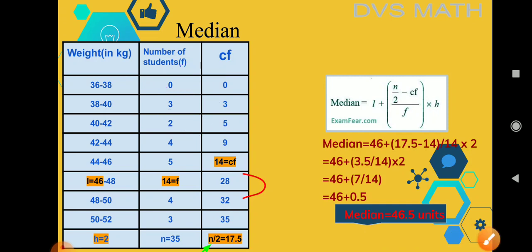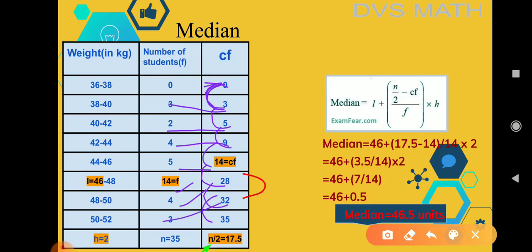From the top, we start with 0. Then 3 minus 0 is 3, 5 minus 3 is 2, 9 minus 5 is 4, 14 minus 9 is 5, 28 minus 14 is 14, 32 minus 28 is 4, 35 minus 32 is 3. So subtract the previous value. Adding is done to the succeeding value, but subtracting is done with the preceding value.